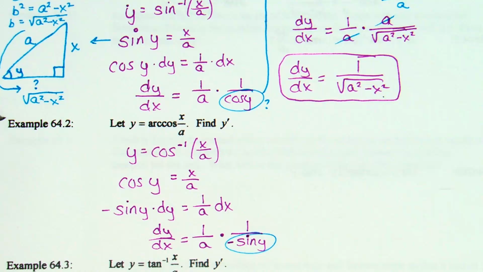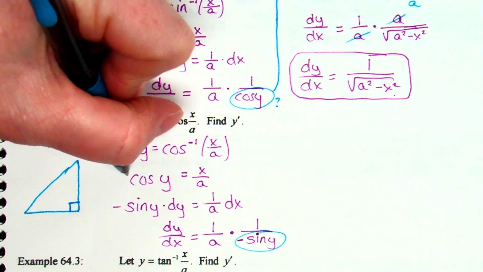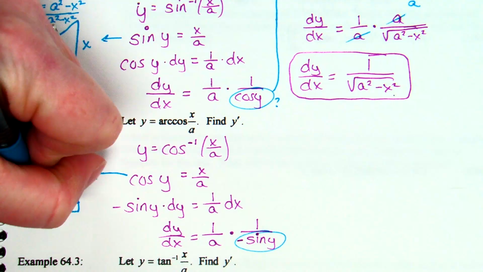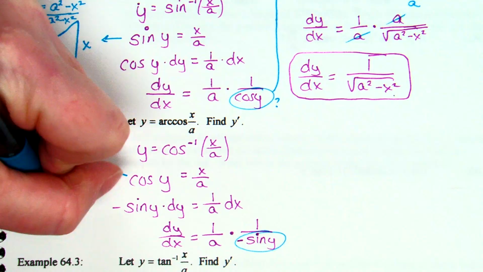I'm going to sketch another triangle over here. So, right triangle, because we're talking trig. This time, I'm using my statement that cosine of y equals x over a to label. So cosine of y, that means y is my angle. Cosine of y, what's my phrase for cosine? Adjacent over hypotenuse, so that's going to be x over a.